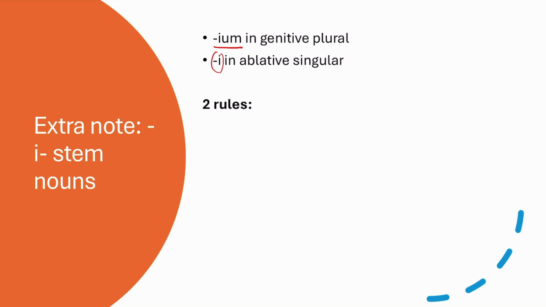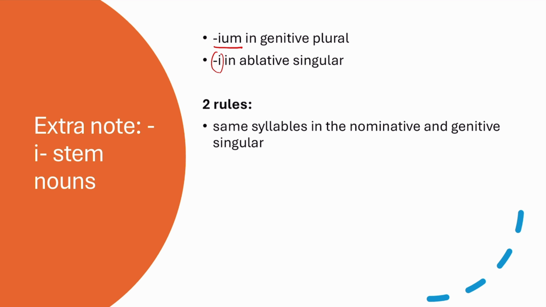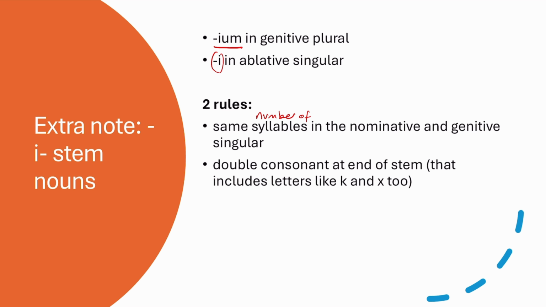The 2 rules for knowing if your noun is an I stem noun are as follows. If you have the same number of syllables in the nominative and the genitive singular, then it will be an I stem. Or if it has a double consonant at the end of its stem. So think like that includes a K and an X as well. So think like nox, noctis is the word for night. That CT is a double consonant, so that will be an I stem. So in the genitive plural, it will be noctium.